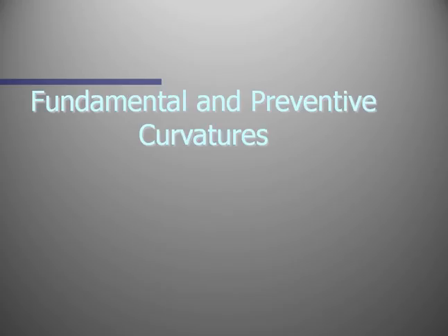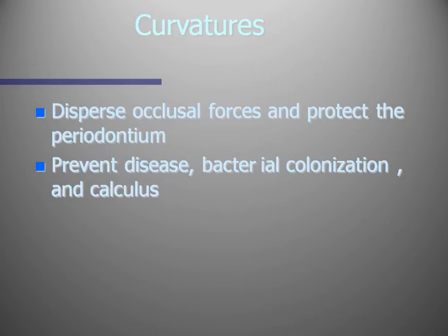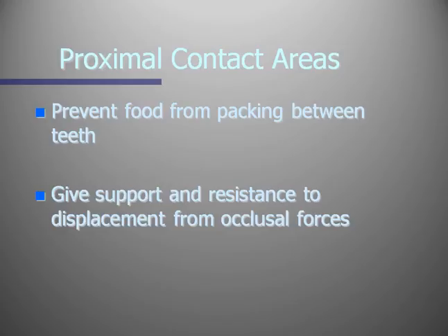Fundamental and preventative curvatures. Teeth have curvatures that disperse occlusal forces and protect the periodontium. They prevent disease, bacterial colonization, and calculus adherence. Proximal contact areas prevent the food from packing between the teeth and give support and resistance to displacement from occlusal forces.